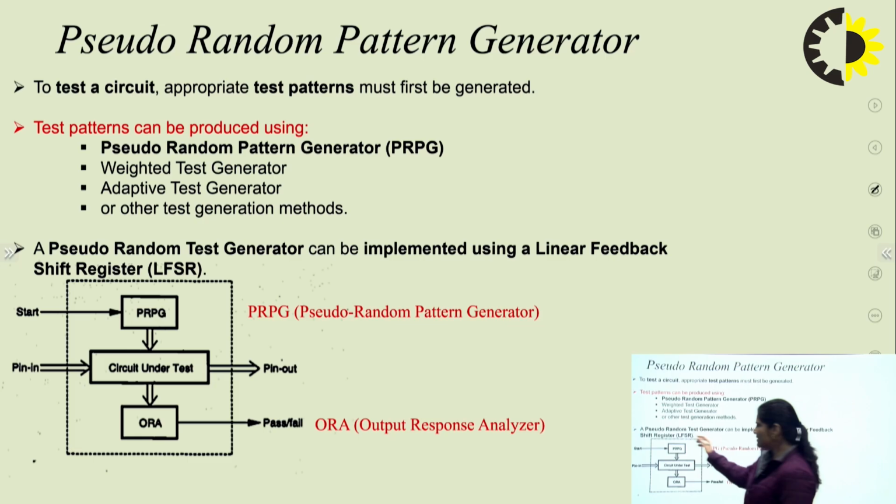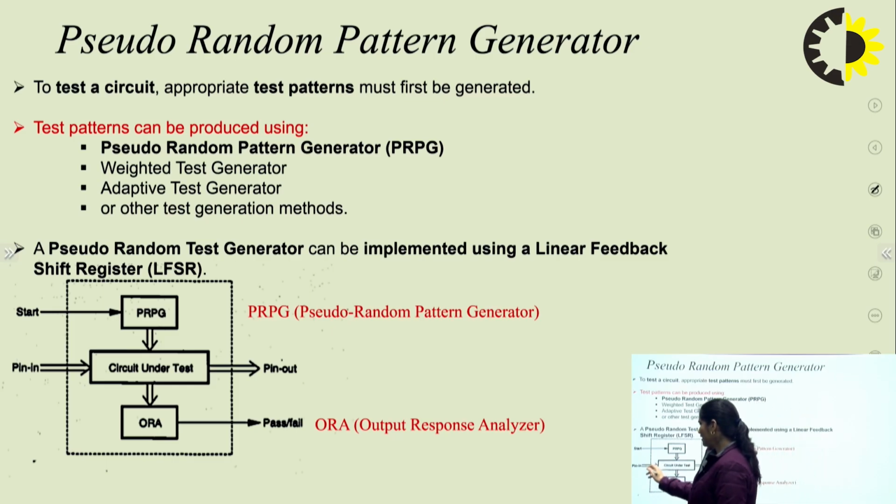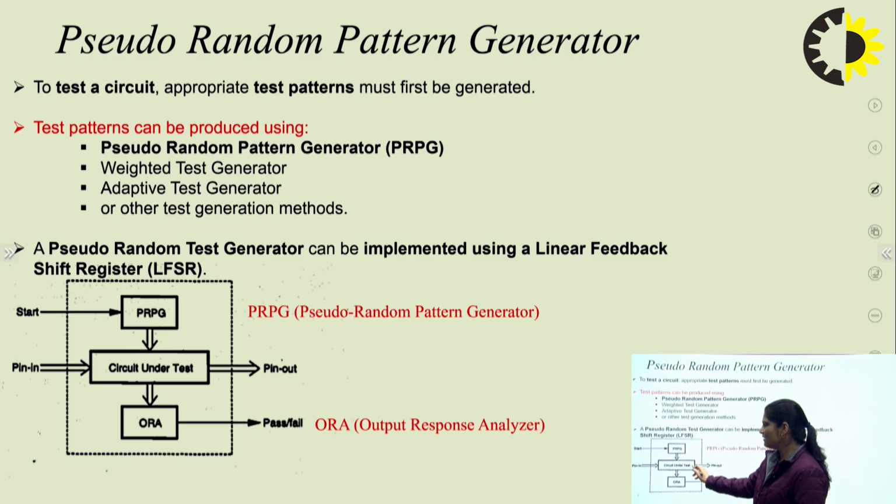Now, here you can see this is the whole circuit. First, we have to start with the PRPG, which means Pseudo-Random Test Generator. The next step is the circuit under test. We apply inputs to this circuit under test and we get the output from it. Now, ORA. Here this is the response analyzer.